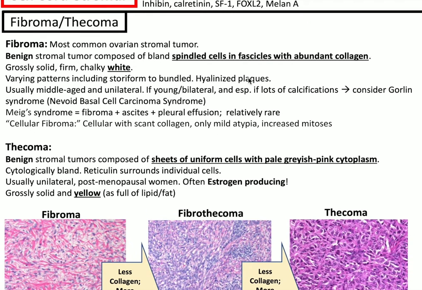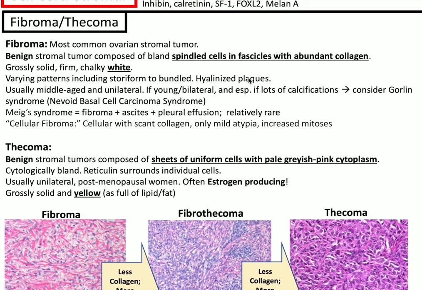Fibroma thecoma. This is a benign stromal tumor composed of bland spindled cells in fascicles with abundant collagen. Grossly, it'll be solid, firm, chalky white, and have varying patterns, including storiform to bundled to hyalinized plaques, usually in middle age and unilateral. And if it's young and bilateral, and especially if lots of calcification, consider Gorlin syndrome or nevoid basal cell carcinoma syndrome. Think about Meigs syndrome if you have fibroma, ascites, and pleural effusion, although this is relatively rare.